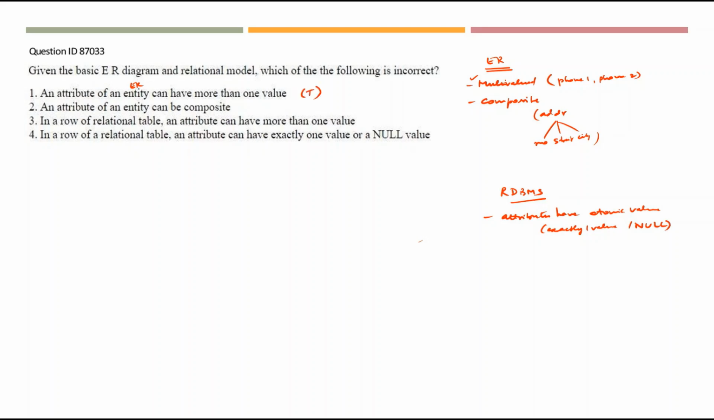An attribute of an entity can be composite. Again, it belongs to ER context. This is also true as we saw here in the row of a relational table. So this is about relational model.